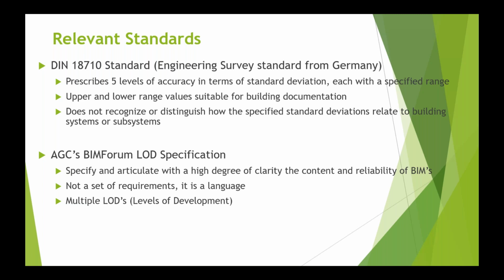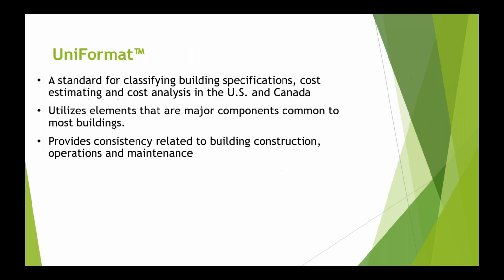And it was the DIN 18710 standard, which is an engineering survey standard from Germany. There's five levels of accuracy, standard deviation, upper ranges, lower ranges, and it could be applied to building documentation. We then looked at the USI or AGC BIMform's LOD specification. And again, different LOD. So how can we take all these great specifications already out there and get something to talk about accuracy?